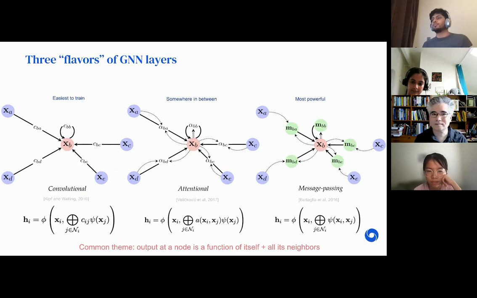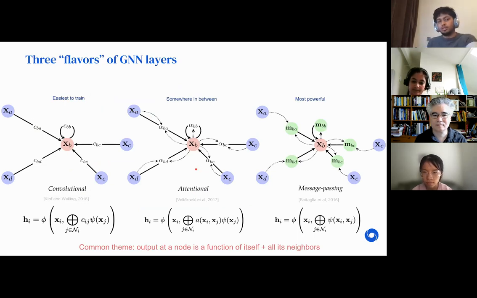So with that in mind, we're going to be considering three very general or well-represented flavors of GNN layers, starting with convolutional layers. These are very simple, where each node computes its representation by aggregating together features from all of its neighbors with some fixed coefficients. These are the simplest, but also the easiest to train. And they're also quite useful in many types of data sets.